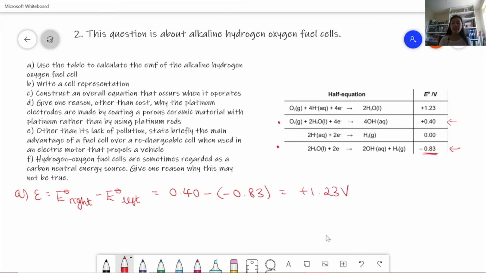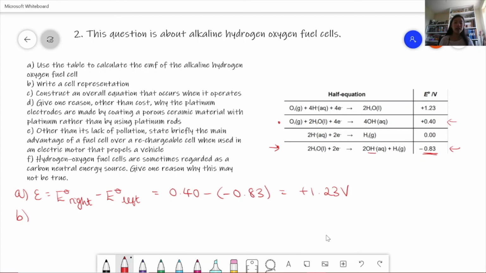So for B, write a cell representation. So we've already kind of thought this through. We know which ones are on the right and which ones on the left, but now we need to figure out which of the species in those half cells will be going in the middle and the outsides. So the rule is that the most oxidized ones are in the middle, so the ones which have bigger oxidation numbers. And so let's first work on the left half cell. So this is where this equation comes in.